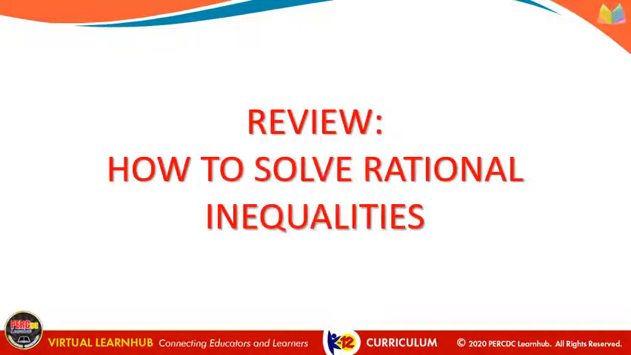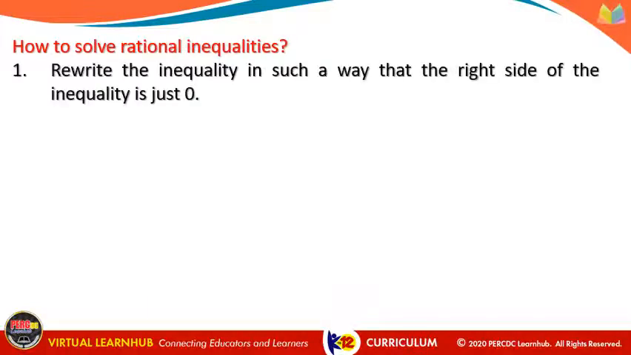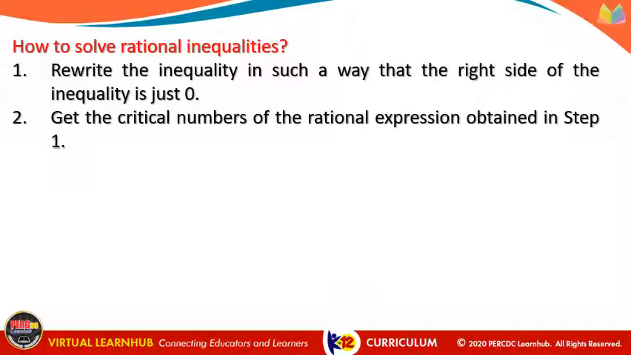Before we start solving some problems, i-review lang natin yung mga steps na nabanggit sa previous video. So again, paano ulit mag-solve ng rational inequalities. If you remember, our process consists of 6 steps. Step number 1, rewrite the inequality in such a way that the right side of the inequality is just 0. Step 2, get the critical numbers of the rational expression obtained in step 1. Ano ulit ang critical numbers? Diba? Ito yung mga values ng x na kung saan magiging 0 either yung numerator or yung denominator.